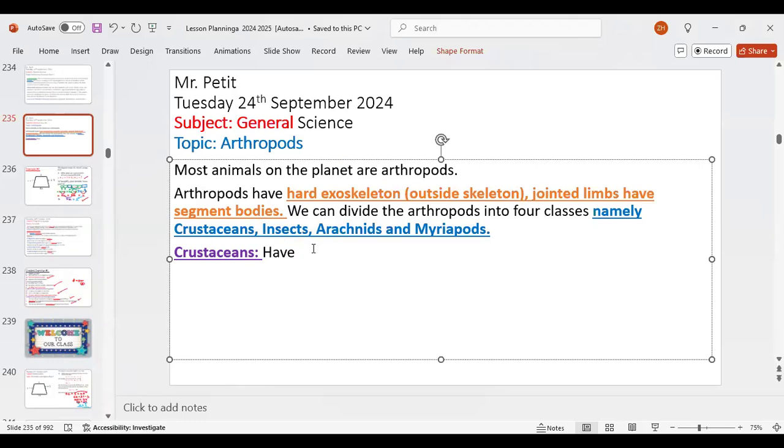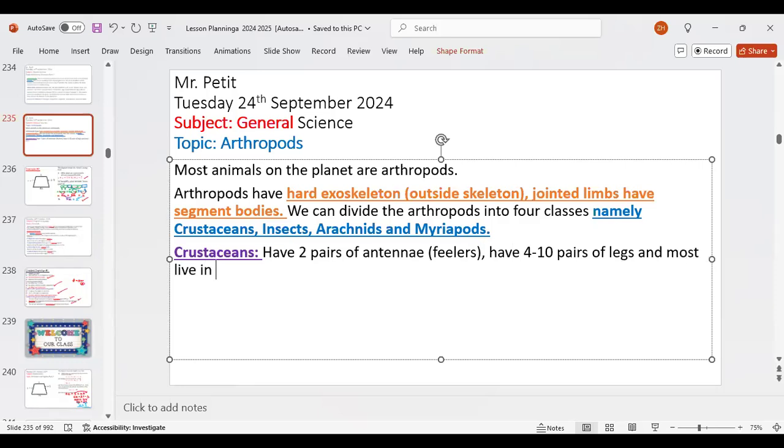Okay, so crustaceans have two pairs of antenna. Or we call them filers or feelers. They have 4 to 10 pairs of legs. You can imagine that? That's insane. And most live in the water.